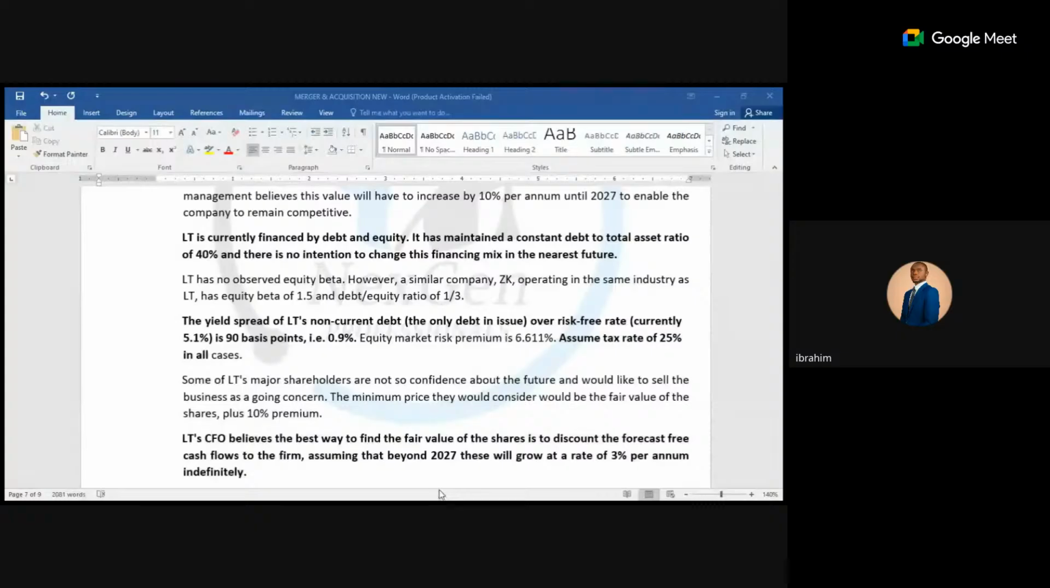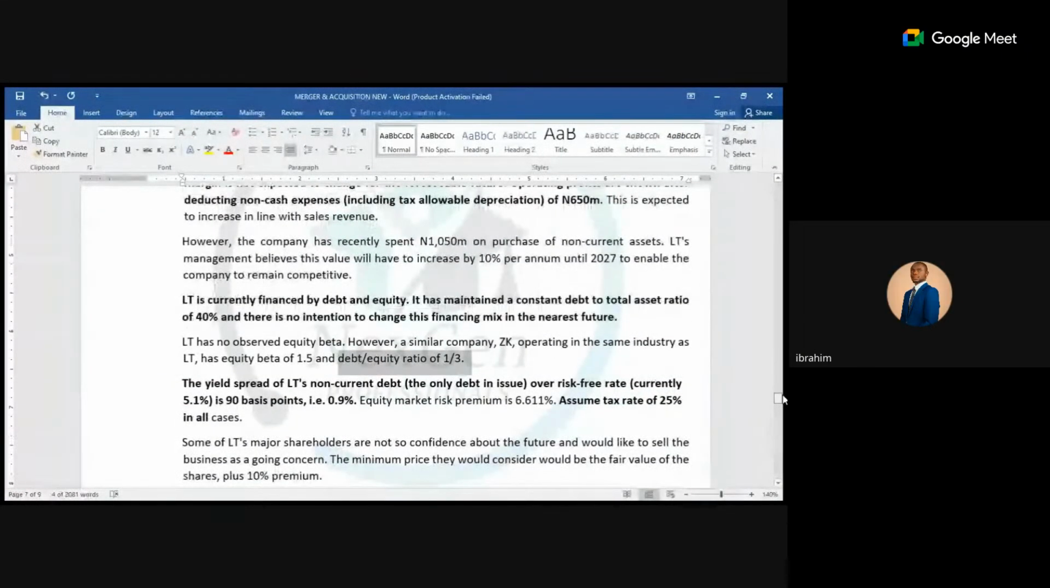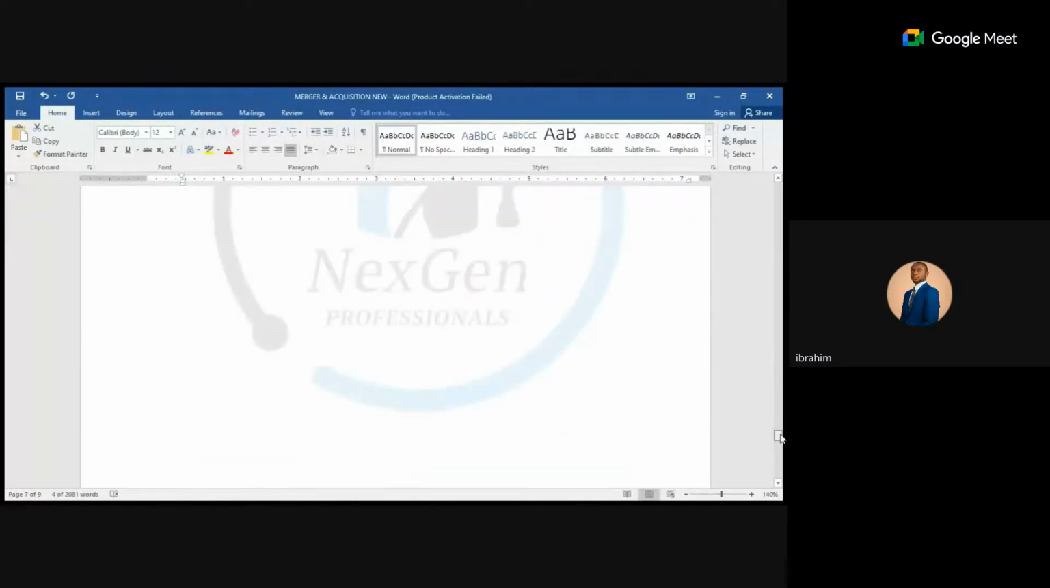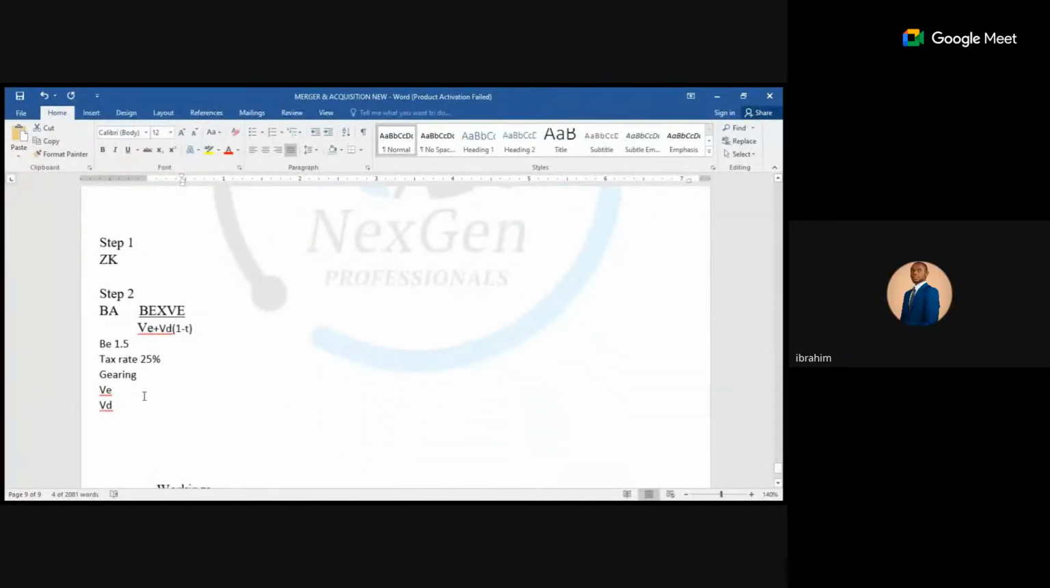So we move from here. The debt to equity ratio, right? What is the debt to equity ratio of the deposit company? It is 1 to 3. Value of debt is 1, equity is 3. So this is 1 and this will be 3. Therefore, I can copy this.